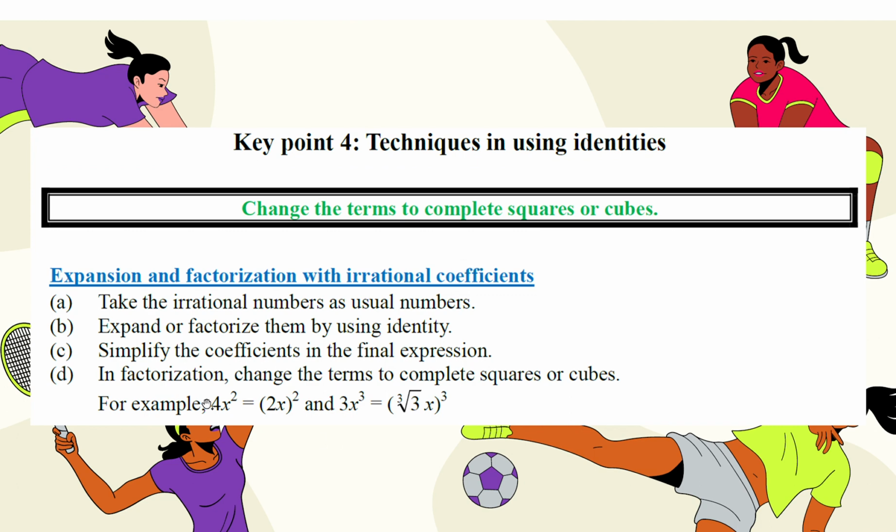For example, if it's 4x squared, it's okay, 2x all squared. If it's 3x cubed, then you have to force yourself to put the 3 inside the cube. How? Make it a cubic root and then cube. Yes, it happened in the past. Make it the cubic root of 3 times x, all cubed, and then use the identity. And then at last, of course, the expression will be a little bit clumsy, so try to simplify the terms to the final expression.